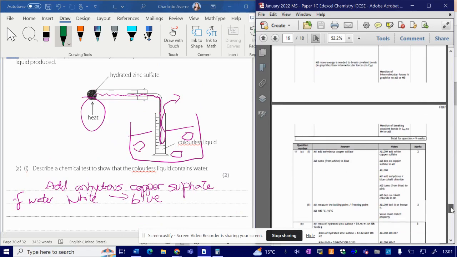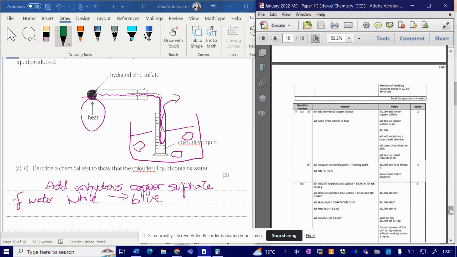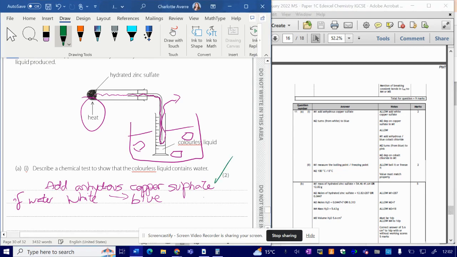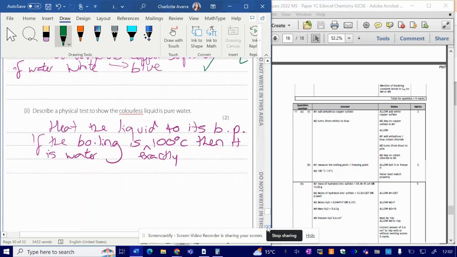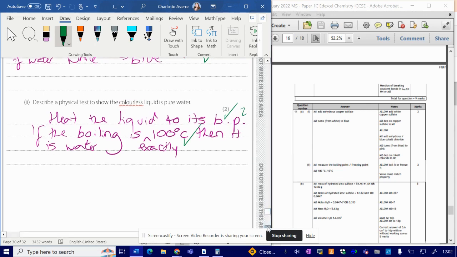Final question. Okay, we've got our chemical test for water. Anhydrous copper sulfate goes from white to blue. And then our physical test for water. Boil it, and if the boiling point is 100 degrees Celsius, then it is water. Okay, I haven't actually technically said measure the boiling point, but it does say allow, boil it or freeze it over on the side. So I'm going to allow it, but it probably would have been better in there to say that you have to actually measure it and then compare the boiling point.